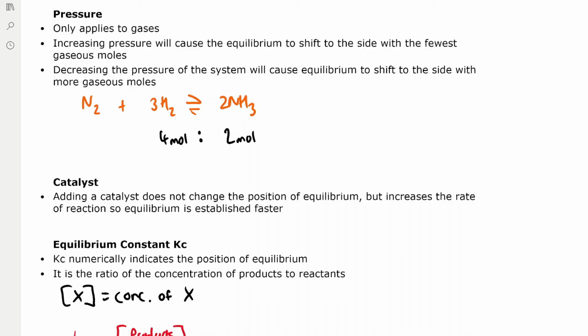So for example, in this reaction, we have nitrogen reacting with 3 moles of hydrogen to form 2 moles of ammonia. On the left-hand side of the reaction, we have 1 mole of N2 and 3 moles of H2. That makes 4 moles, and on the right side we have 2 moles of NH3, ammonia.